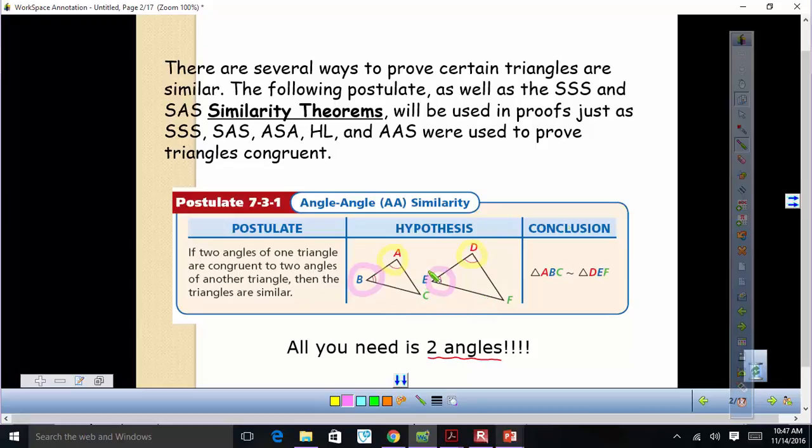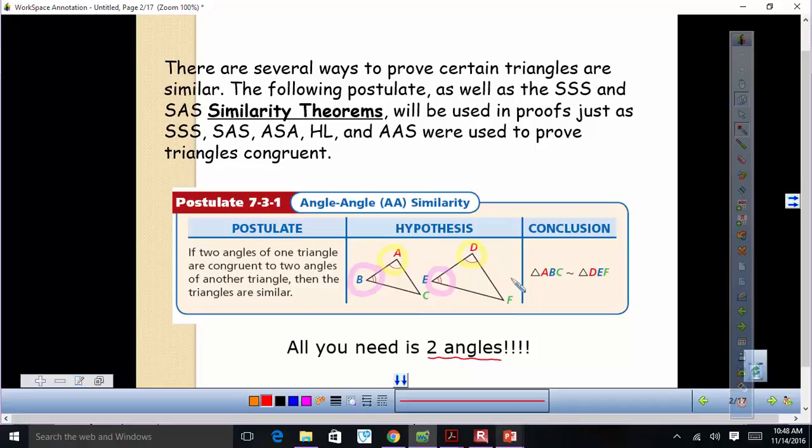Yes, it will. Because if we thought of this as B being, let's say B was 30, A was 50. What's 50 plus 30? 80, minus 180 is... So C would be 100. If these are congruent, it would be the same thing, right? So as long as we have 2 angles congruent, that tells us all the angles are congruent, and therefore they can be similar.